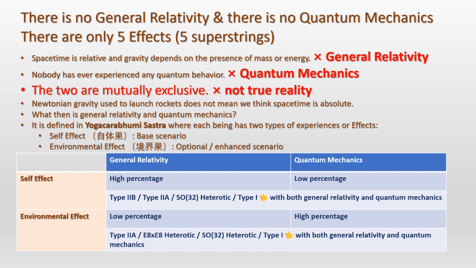This is shown in the table with the 5 superstrings. As every version of superstring has both general relativity and quantum mechanics, there is really no more general relativity and quantum mechanics; all there is are just 5 effects or 5 superstrings.